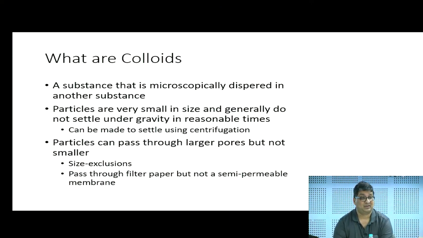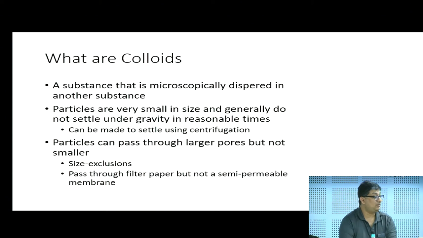normally, you can put them in a centrifuge and you can separate things out. When you give blood, people pull out plasma using a centrifuge, so it's easier to store plasma than it is to store blood or the other parts of the blood, which can get contaminated more easily. That's because of colloids. So you can use centrifuges to separate it, but not by settling.